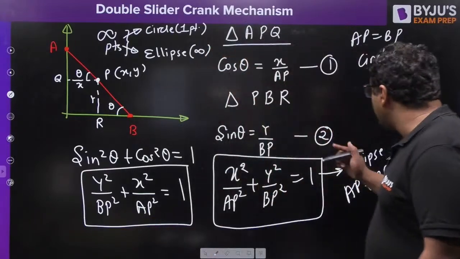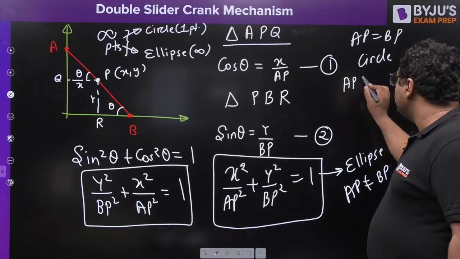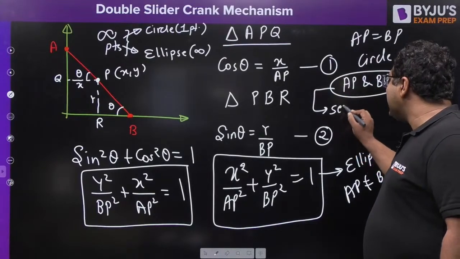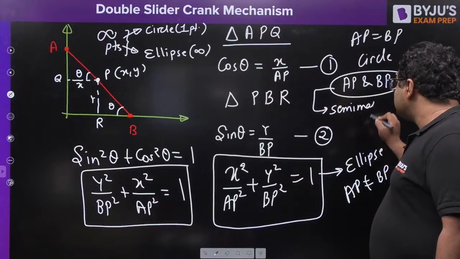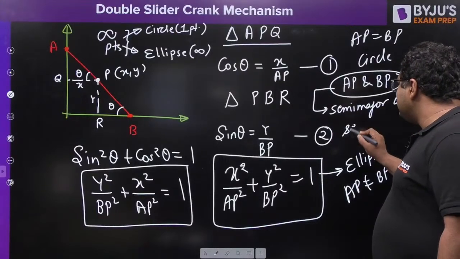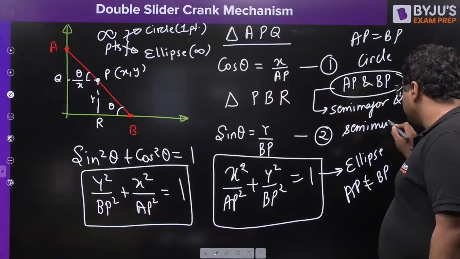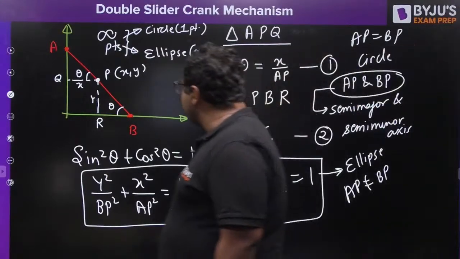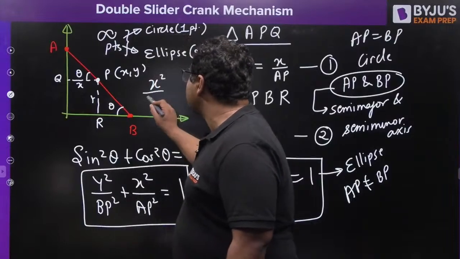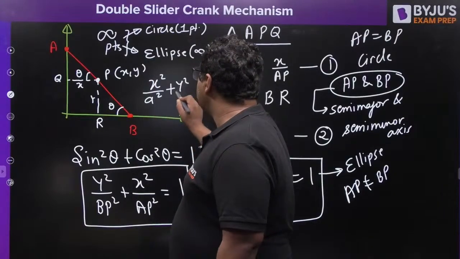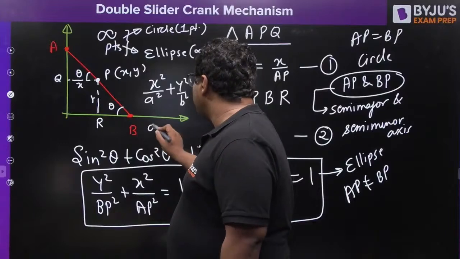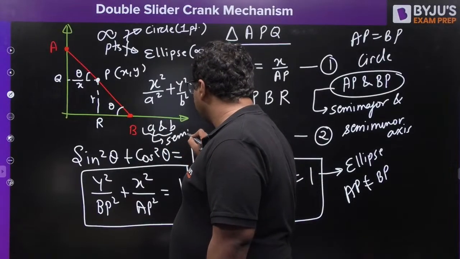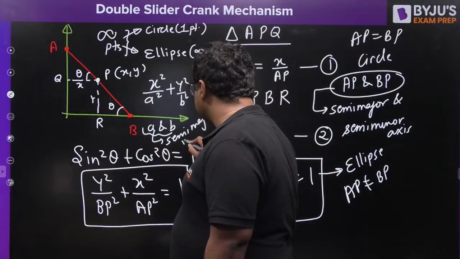And my dear, when we are talking about AP and BP, AP and BP are said to be the semi-major and semi-minor axis. Why are we saying semi-major and semi-minor axis? Because the ellipse equation is x square upon a square plus y square upon b square is equal to 1. So here a and b are nothing but the semi-major and semi-minor axis.